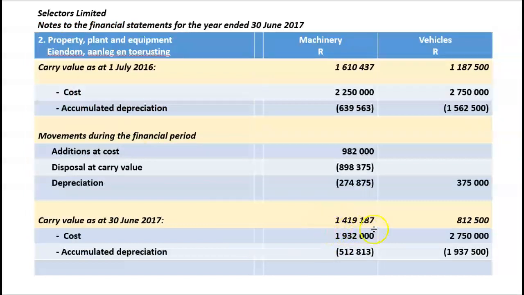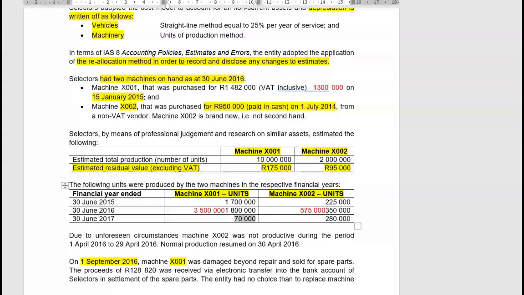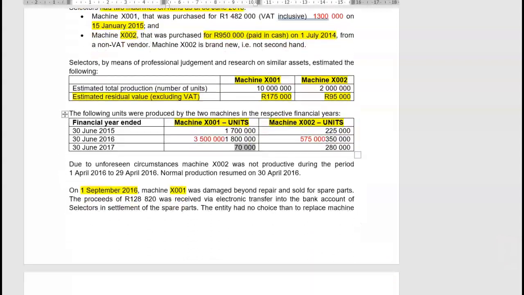Now, I can work out our carry value, which is the difference between those two at the end of the year, 1,419,187. And what I can quickly do is I can work out the carry value at the beginning of the year, which is the difference between those two. And then I can just quickly check whether my thing is in balance. So I would say 1,610,437 plus 982 less 898,375 less 274,875 must equal 1,419,187. And it does, so this thing balances. Great, that's machines. So let's move on now to vehicles.